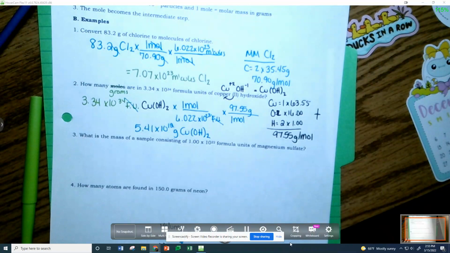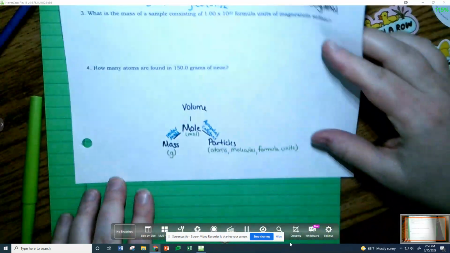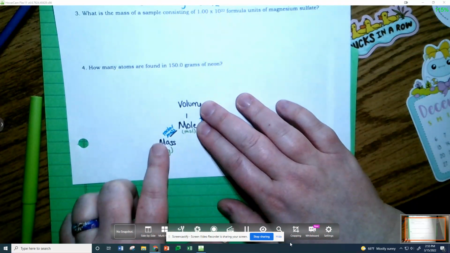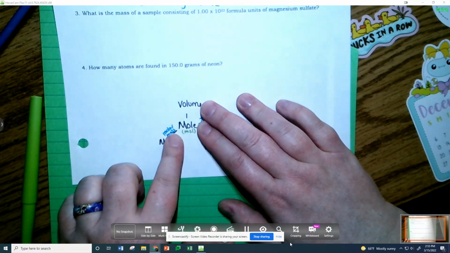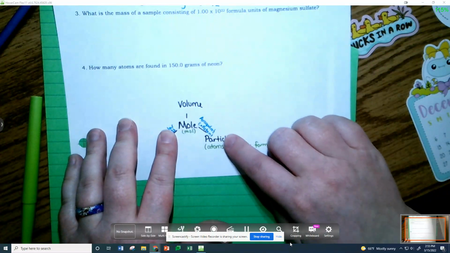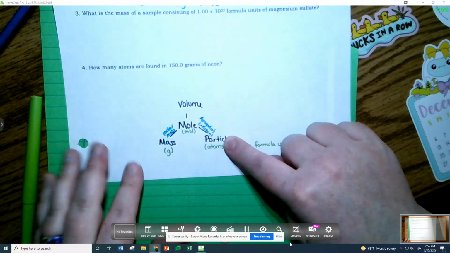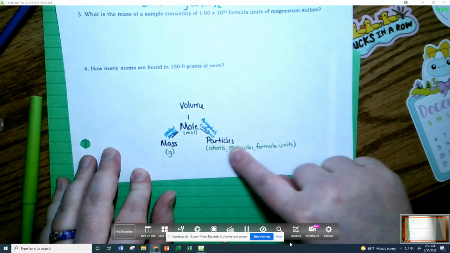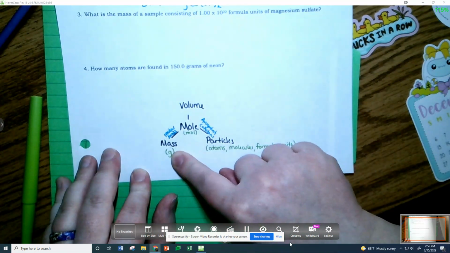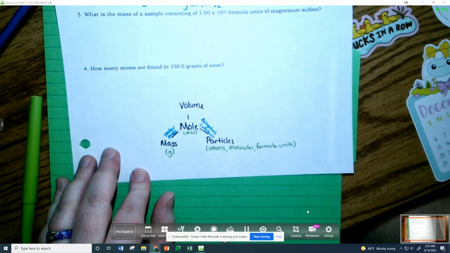Again, not all problems require 2 steps. The ones that do not require 2 steps are if you have mole and you're going directly to mass, or mass to mole, moles to particles, particles to moles. Those are all 1 steps. But to get from mass to particle, like what I introduced, vice versa, it will always require 2 steps.